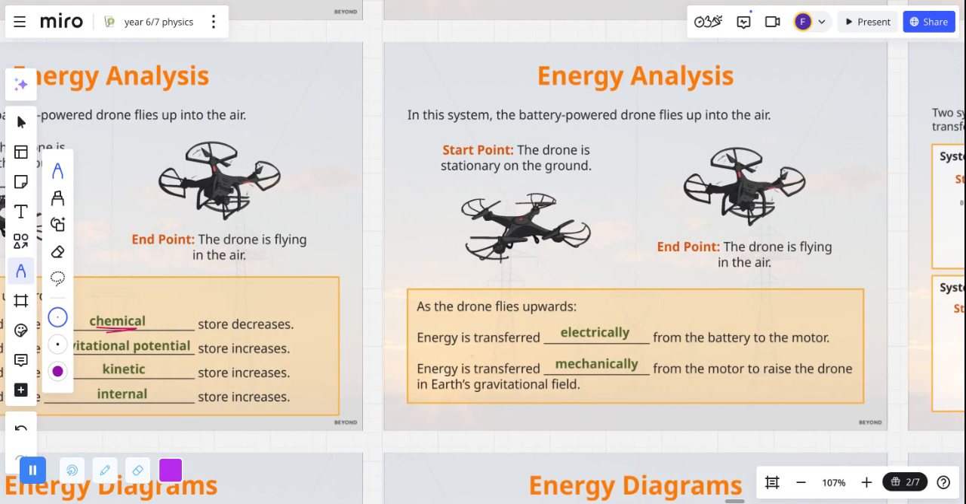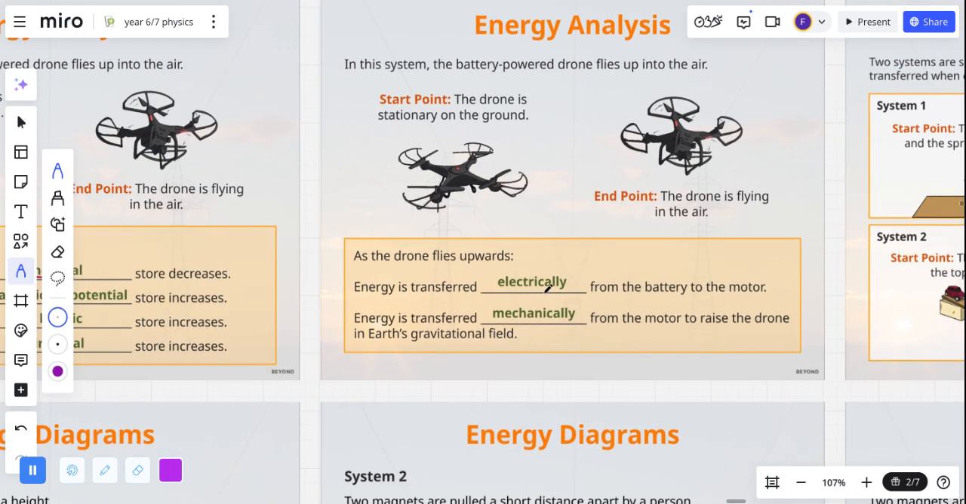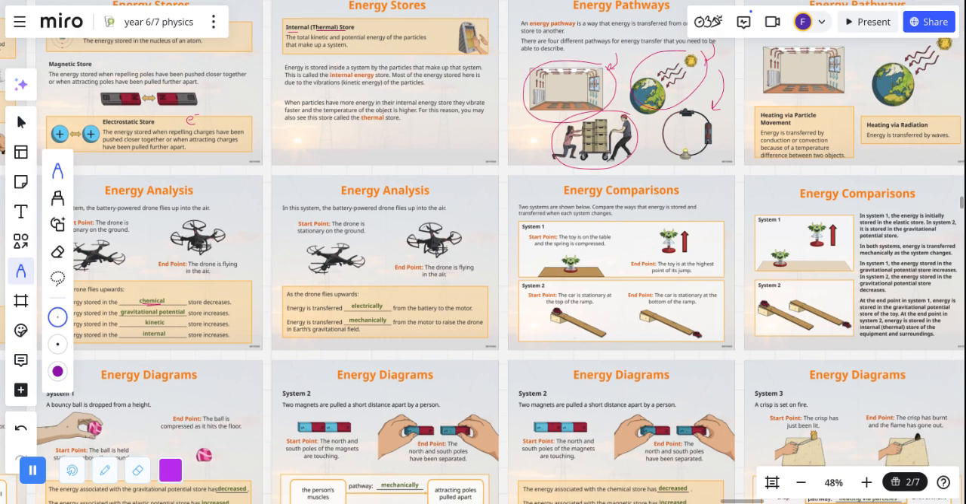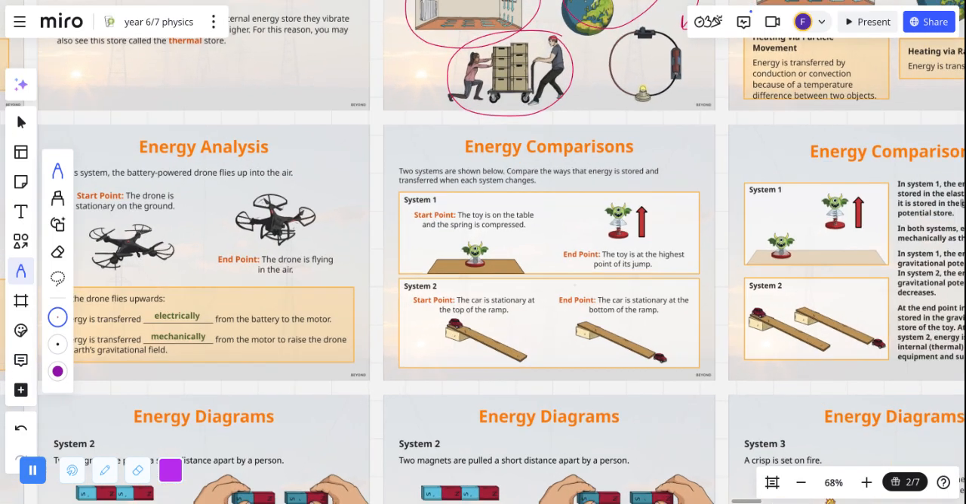Now, transfer pathway. So the energy from the battery to the motor is transferred down the electrical transfer pathway. The blades spin, these things spin and lift it up, and that's mechanical. Okay. All right, so we've got lots of energy comparisons as well. I've got 6 minutes, I'm okay.